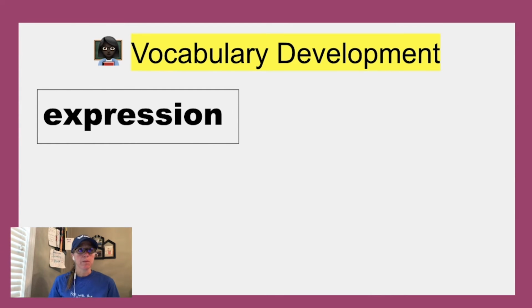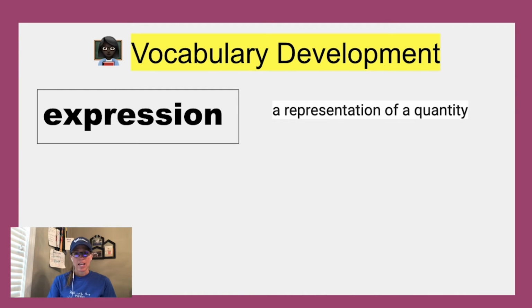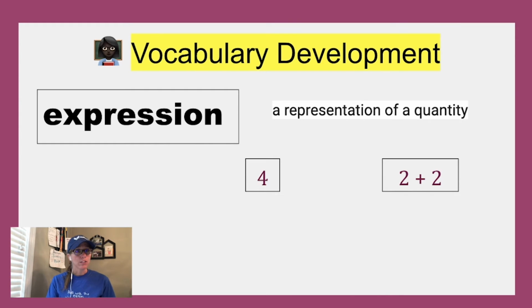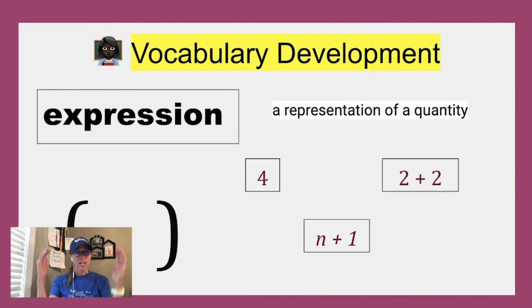The first term that you're going to be hearing us talk about and we're going to be using is the term expression. You can say that with me. Expression. An expression in math is defined as a representation of a quantity. So it's just an amount that we're representing. 4 could be an expression representing 4 all in 1. 2 and 2 could be another expression. It has the value or the quantity of 4. We could even have an expression with a variable, n plus 1.